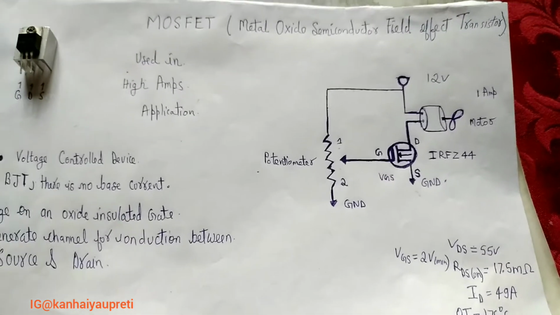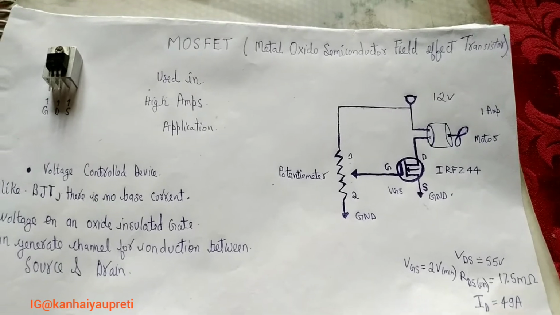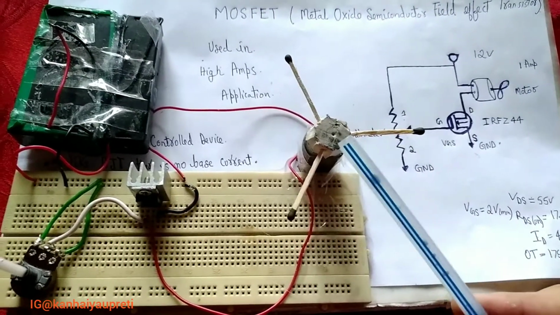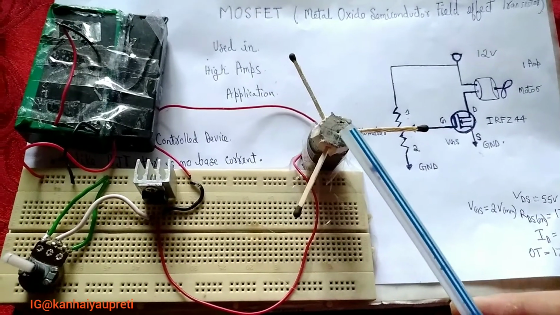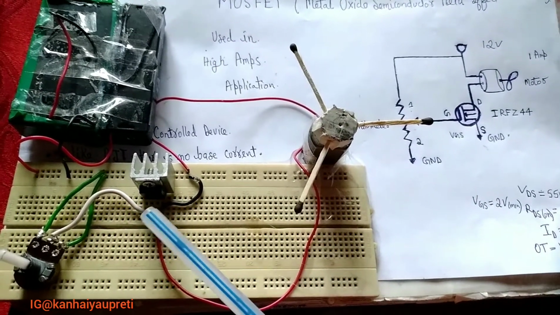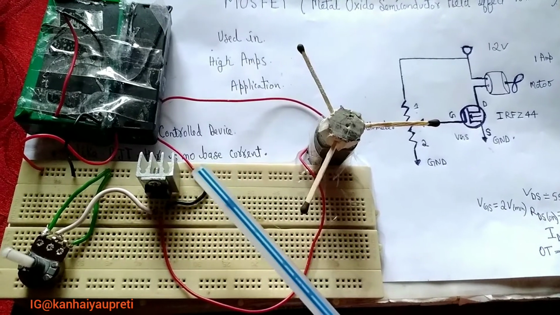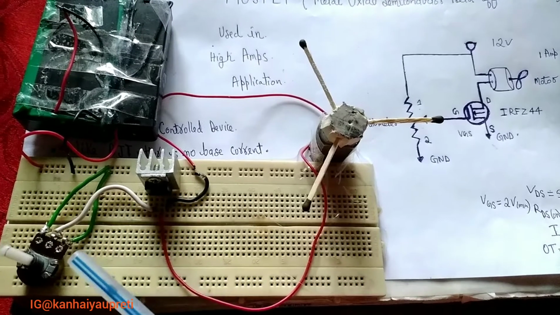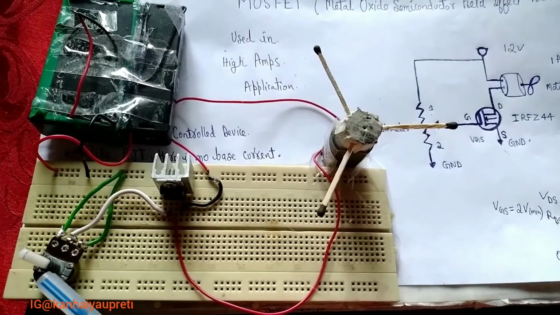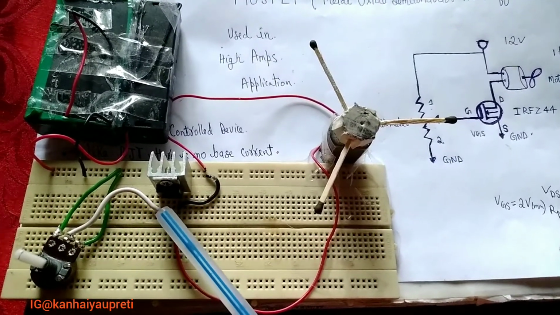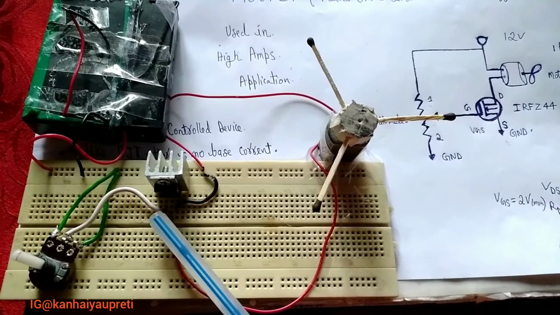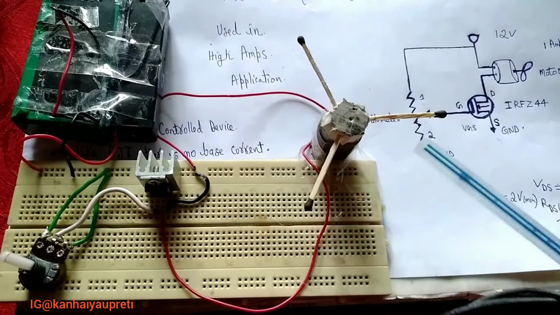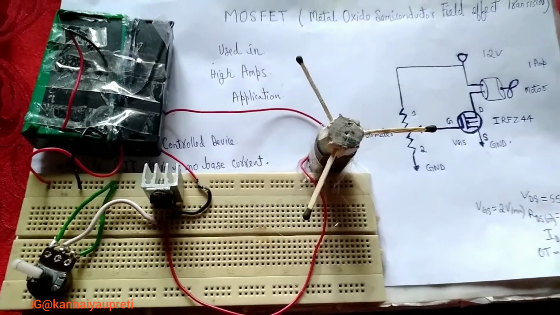Now let's look at the circuit. This is our load, the DC motor. This is our MOSFET IRFZ44. I have also included a heat sink because this thing gets hot. And here is the potentiometer, which will adjust the gate voltage, and the gate voltage will then adjust the speed of the motor.